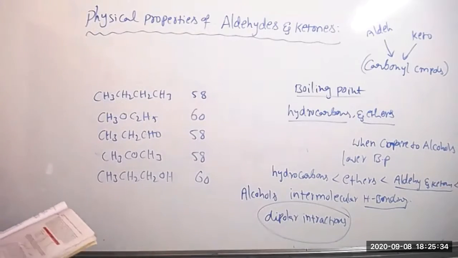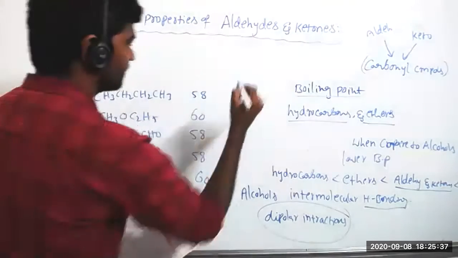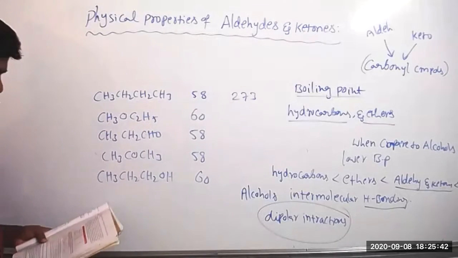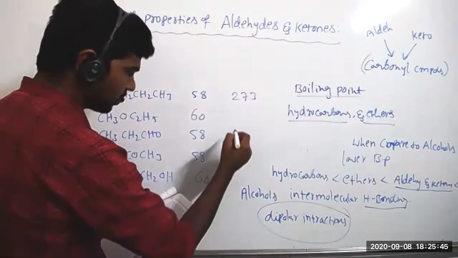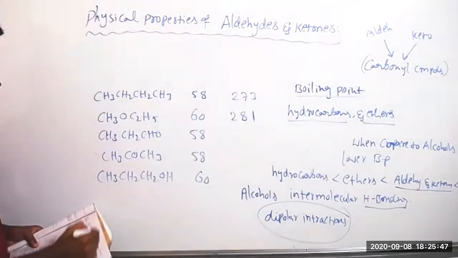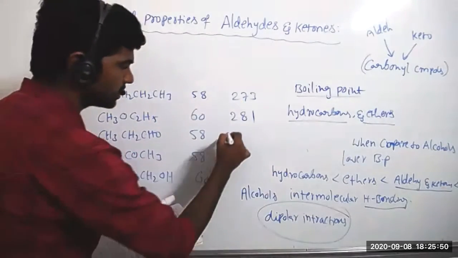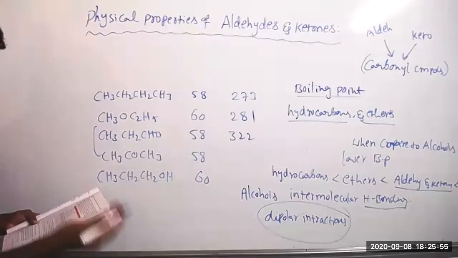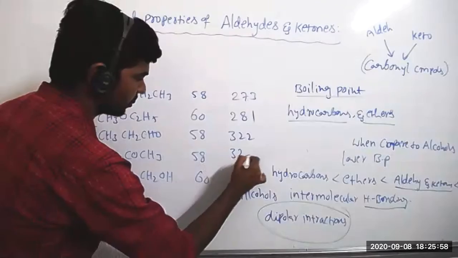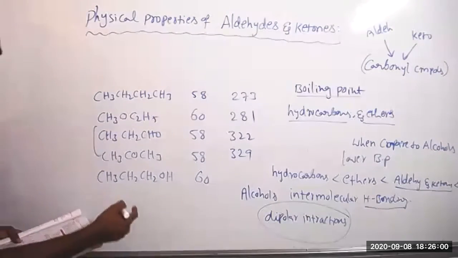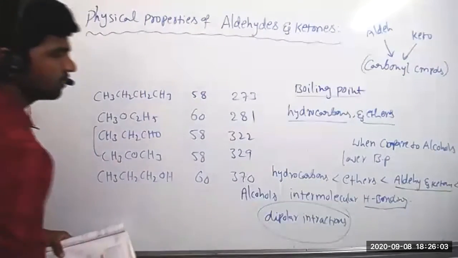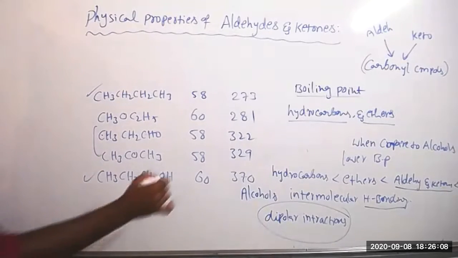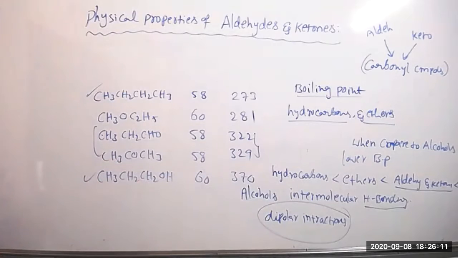And if you see its boiling point, this boiling point is only 273. Always simple hydrocarbons have lower boiling points. Next, second position is ethers. Its boiling point is 281. Then aldehydes. Its boiling point is 322. Almost these two maintain close values. Acetone has 329, and propan-1-ol has 370. So this has the highest, this has the lowest, and aldehydes and ketones maintain similar boiling points.